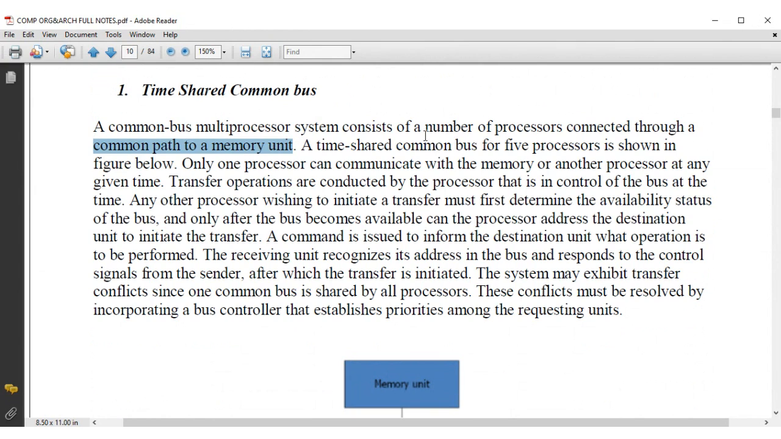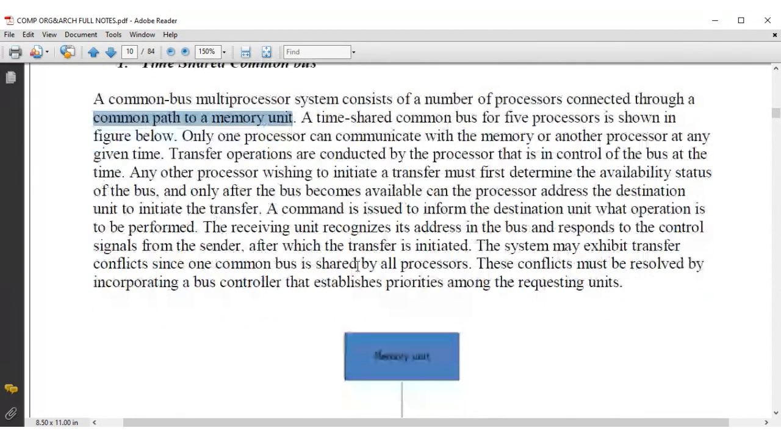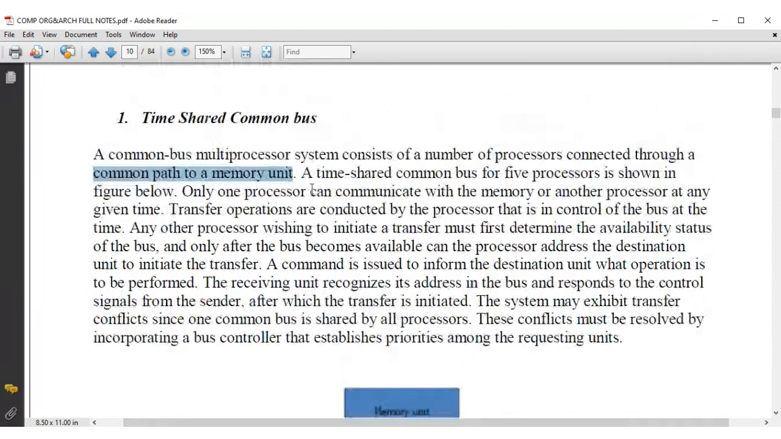There are different processors, 2 or more. There are multiple processors. These processors are connected to one memory unit or one RAM, all right? And they are connected to one RAM through one channel. So there is one path for connection. There is one circuit for connection. Now, how does it work? So that is the physical structure of time shared common bus.